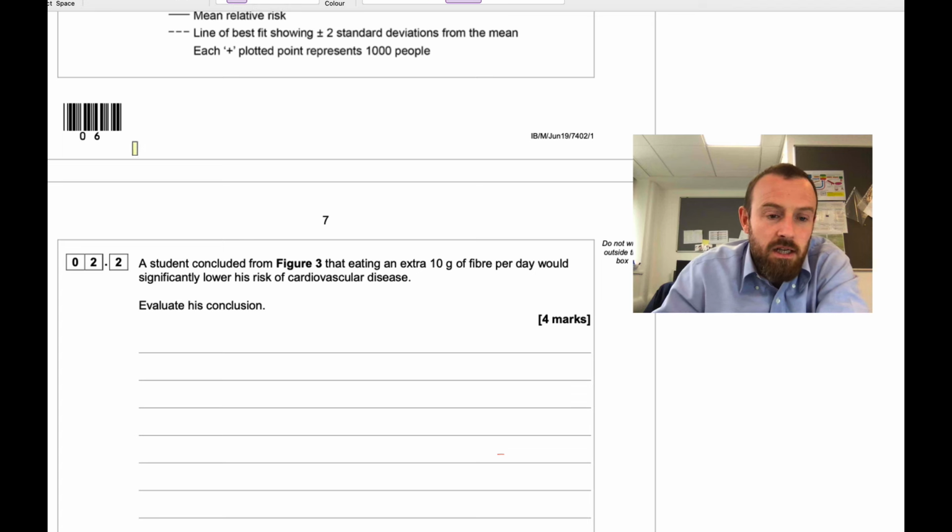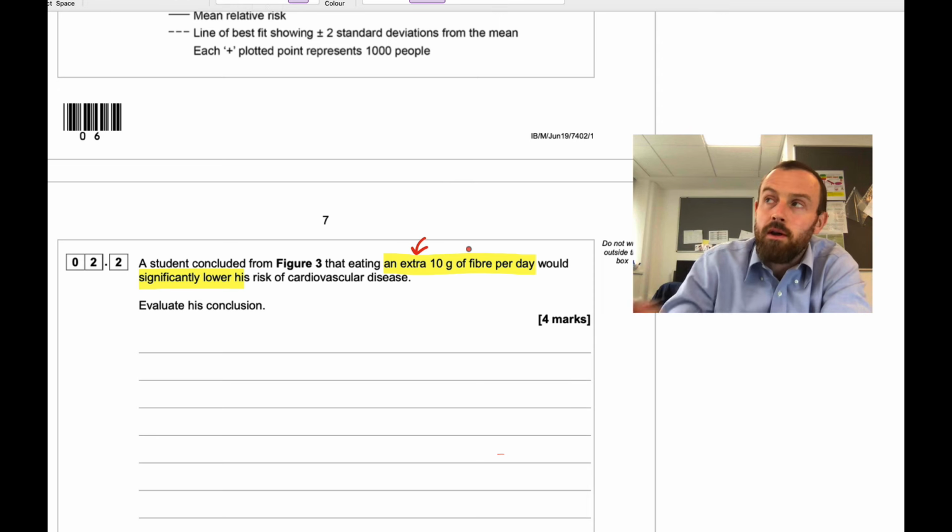It is an evaluate question, of course it is. So let's look at the statement carefully first. A student concluded from figure 3 that eating an extra 10 grams of fiber per day would significantly lower his risk of cardiovascular disease. Two things to pick up there. First, it's weird that it's an extra 10 grams, not going from 0 to 10 or from 20 to 30, but just an extra 10. And then, is it significant or not?